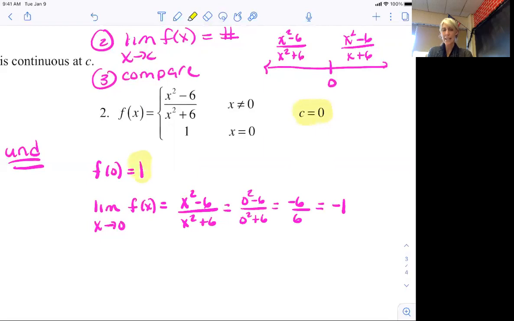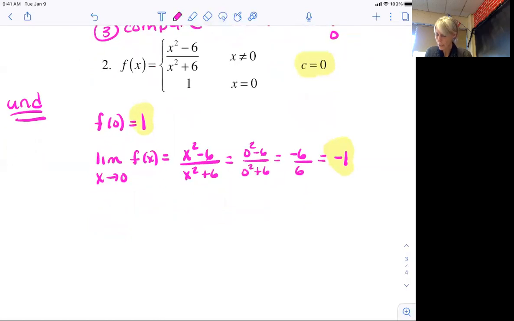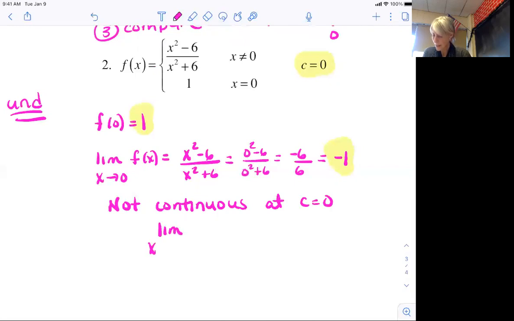Plug in a number, get an answer. Evaluate the limit, get an answer. Do those two numbers match? Since they're not equal to each other, this function is not continuous. Maybe I will justify this time. Not continuous, and the reason being, the limit as x approaches 0 does not equal f of 0.